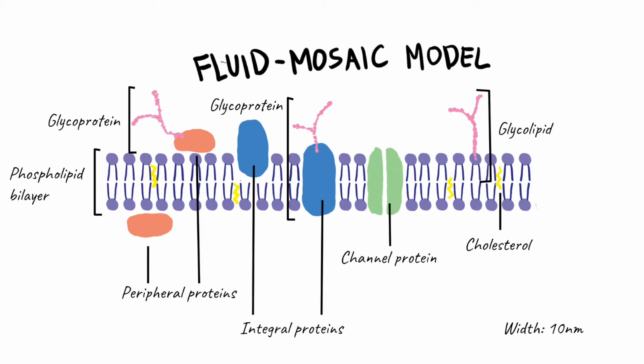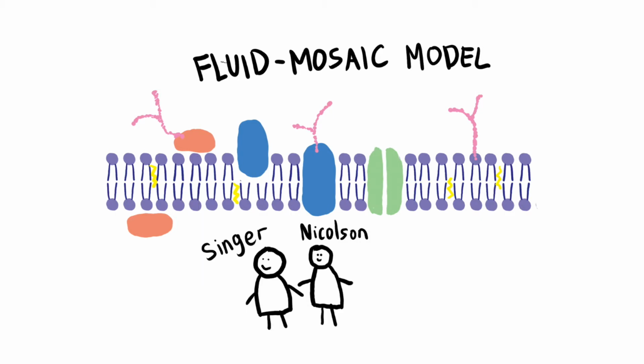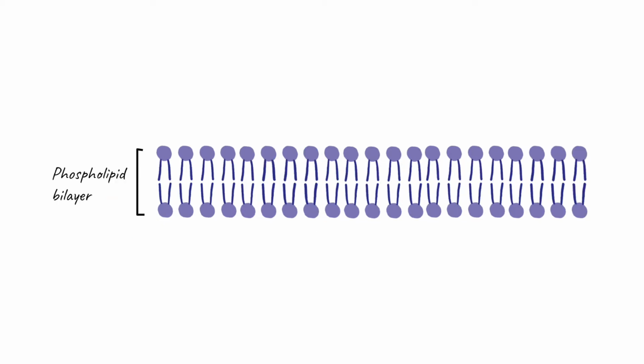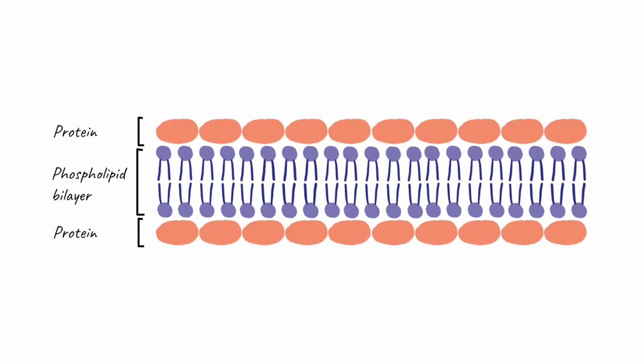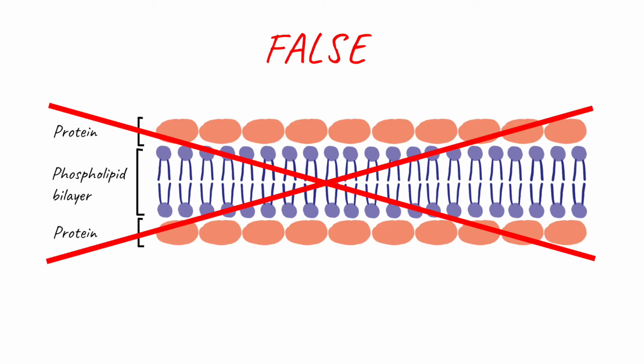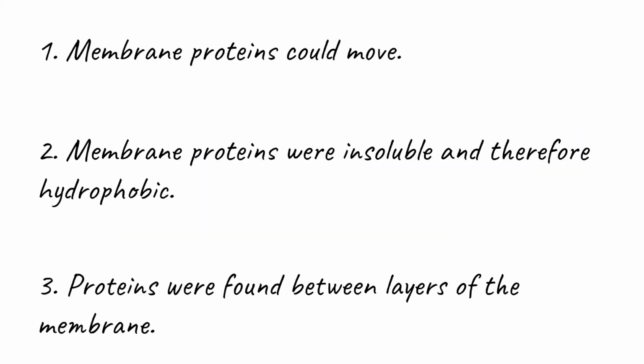This is the fluid mosaic model, discovered by Singer and Nicholson in 1972. Hence, it is also dubbed the Singer-Nicholson model. Prior to their discovery was the Davson-Danielli model, which suggested that the phospholipid bilayer was sandwiched between proteins on either side. However, this theory was falsified by three main pieces of evidence.